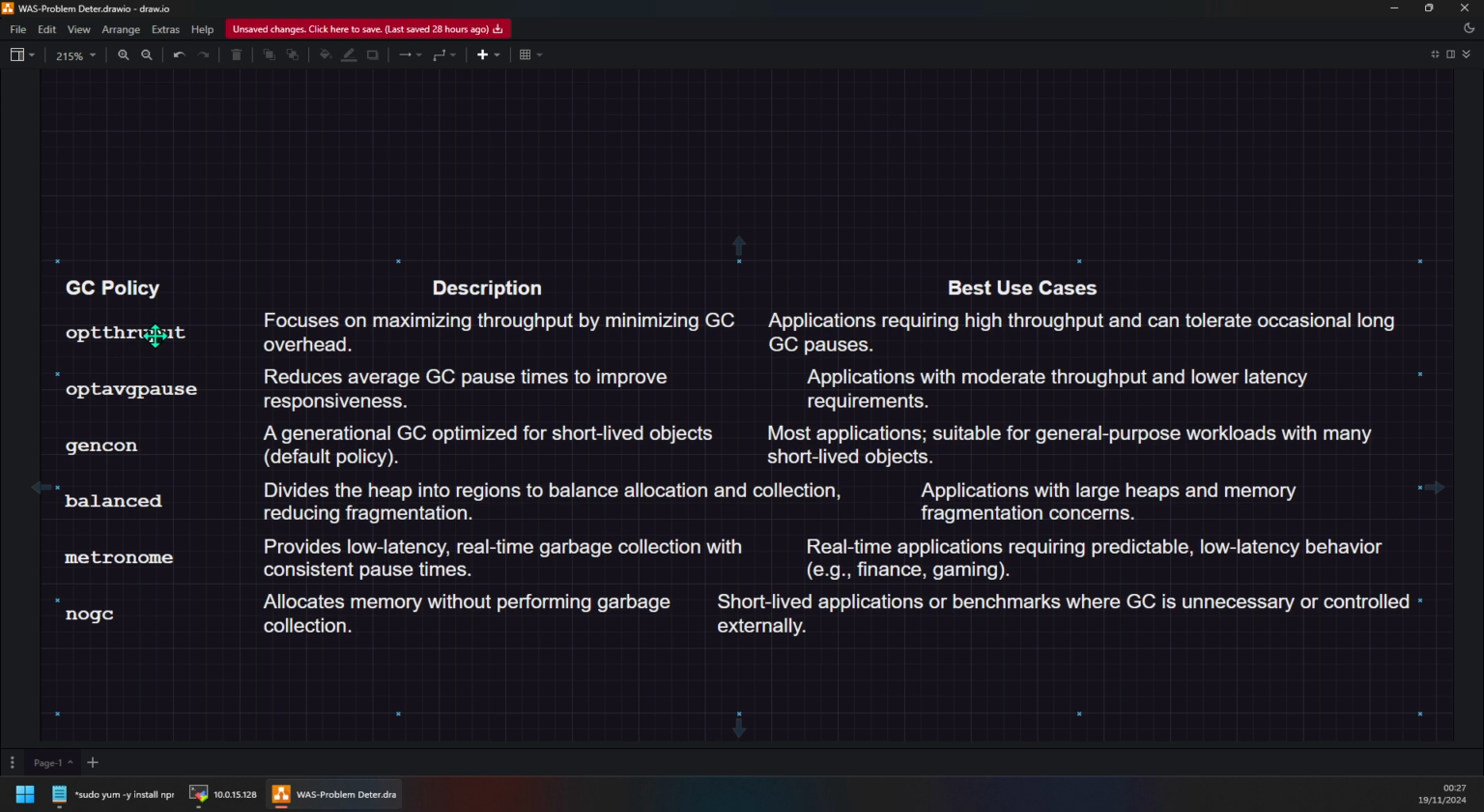Optthruput focuses on throughput by minimizing the GC overhead. It uses a parallel GC approach where multiple threads handle garbage collection to minimize your GC overhead and the stop-the-world pause. So here the advantage is that you're going to get high throughput in an application with a larger heap. So if you're planning for a larger heap, this is the one to go for.